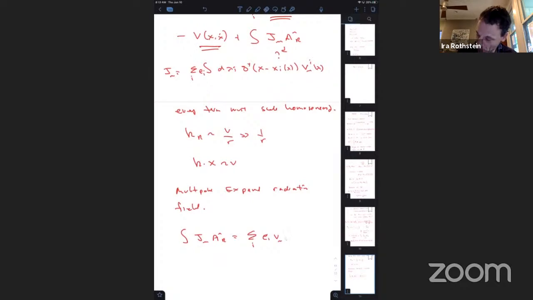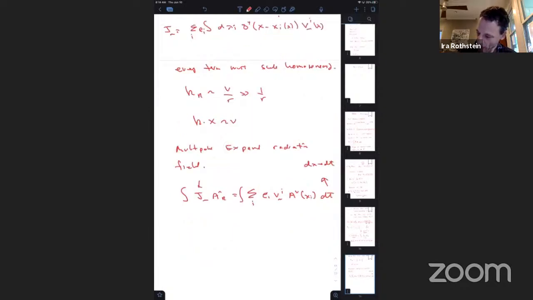I'm going to suppress the time argument now just to save space. Okay, so notice now this field, because of the delta function here, there's still an integral over dt, which I've taken to be my affine parameter to be dt. Okay, so now this field here is evaluated on the world line. But now we're forced to multipole expand this.